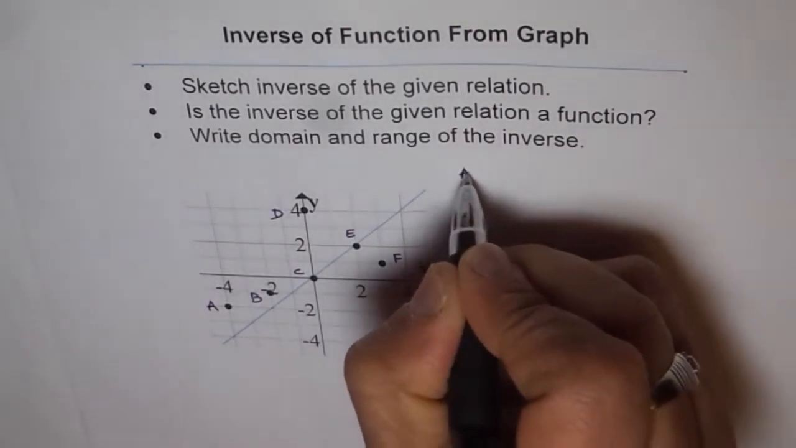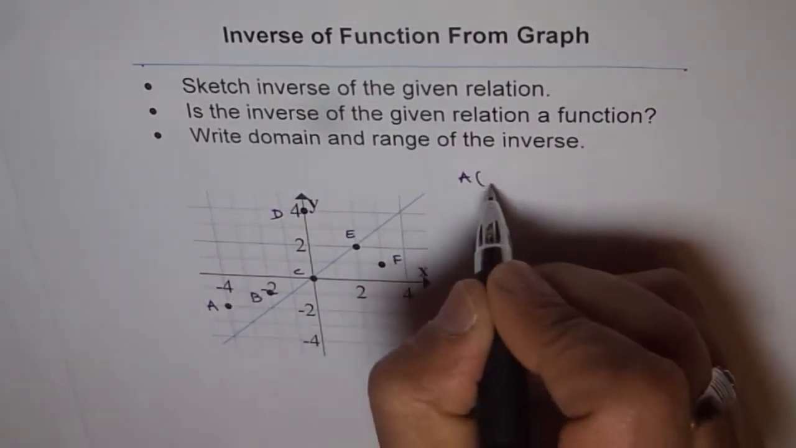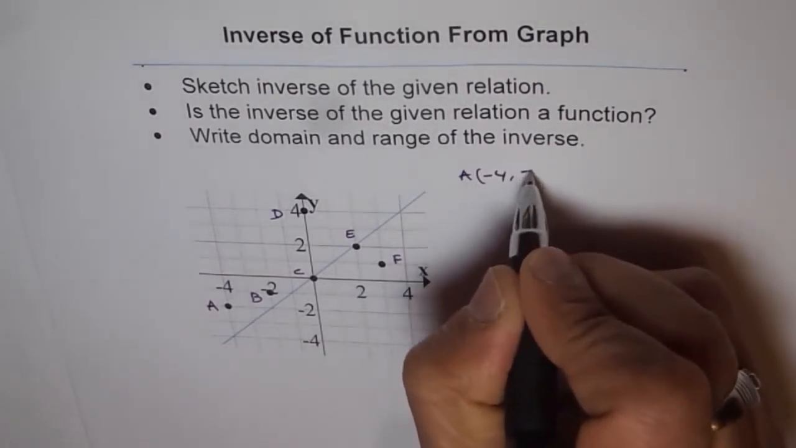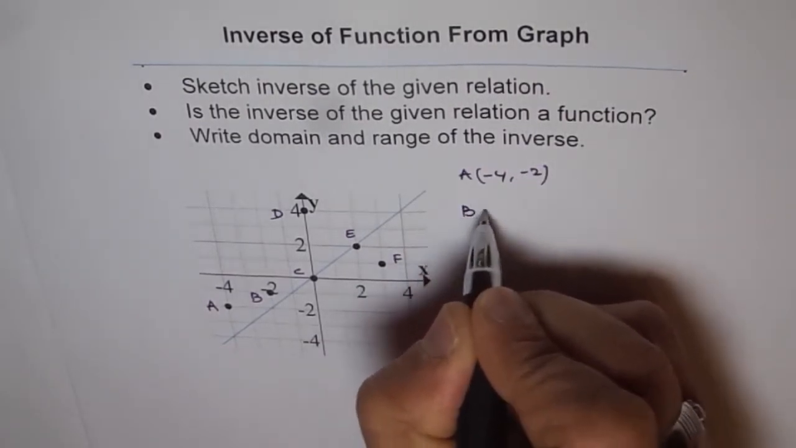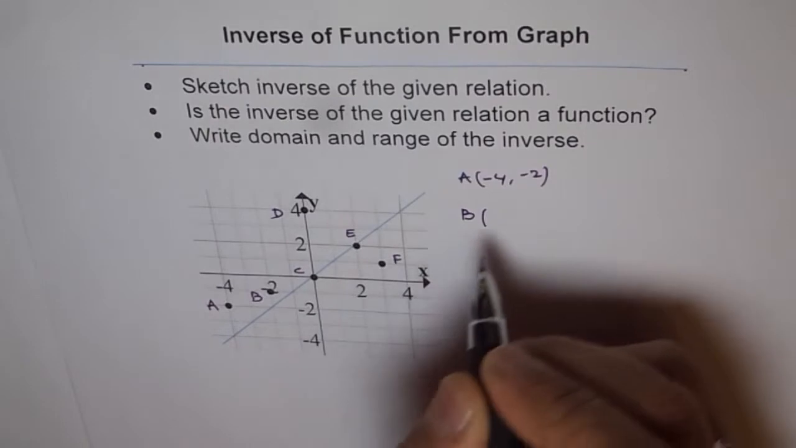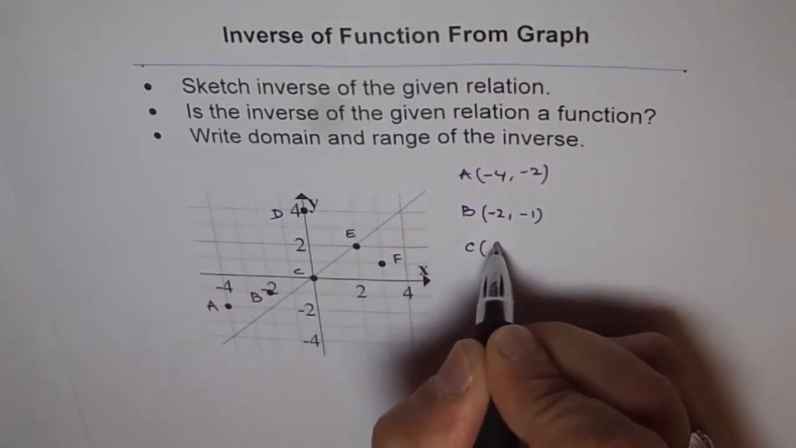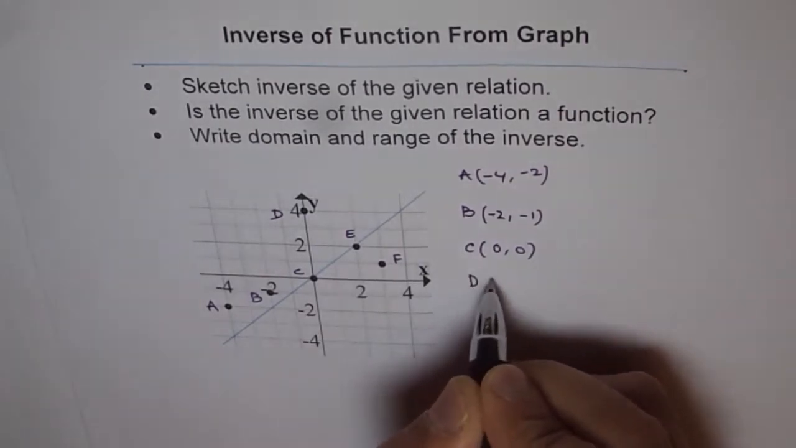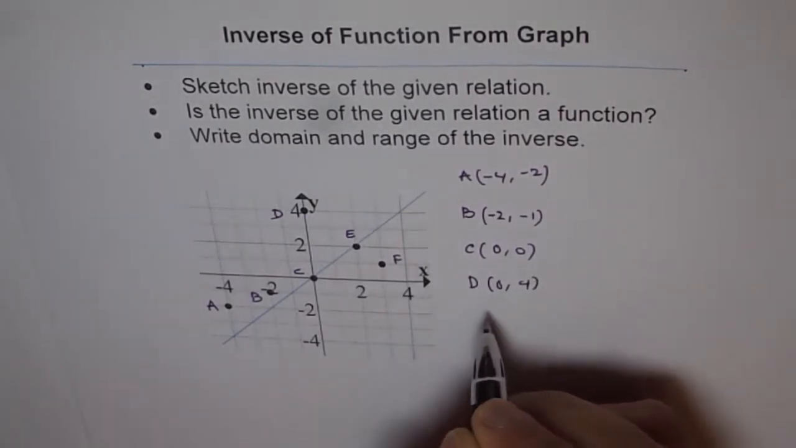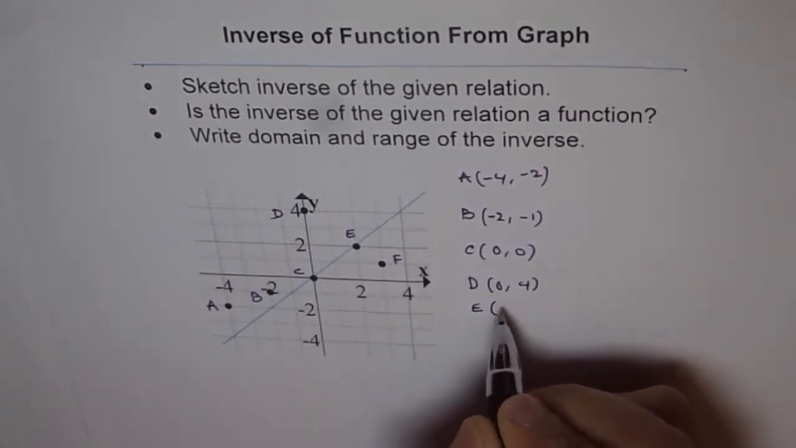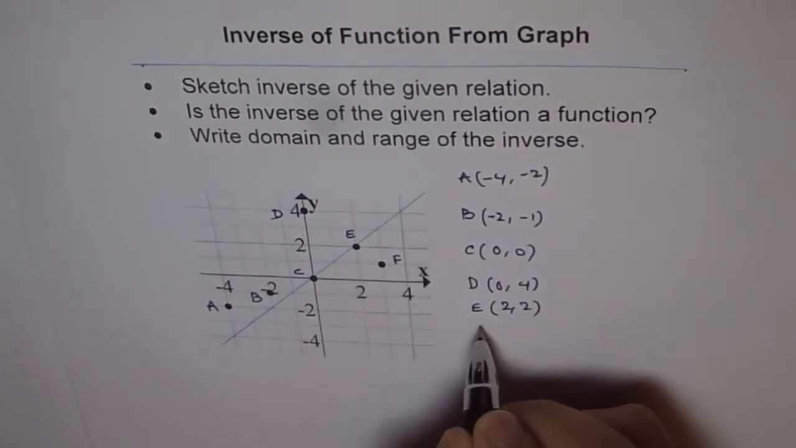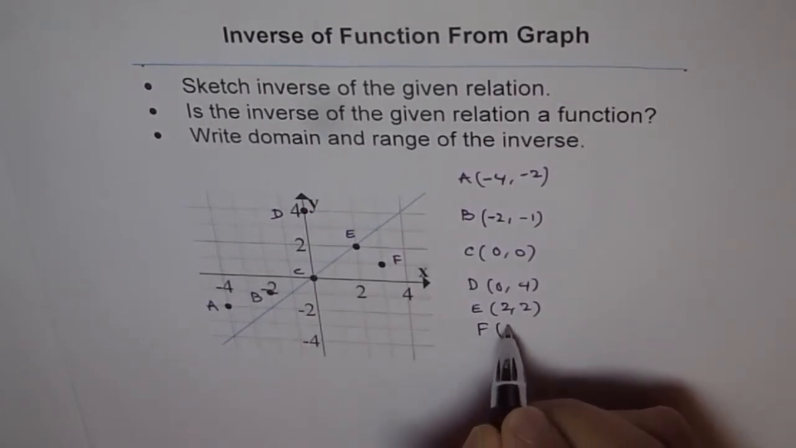Point A coordinates are -4, -2. Point B is -2, -1. Point C is 0, 0. Point D is 0, 4. Point E is 2, 2. And point F is 3, 1.